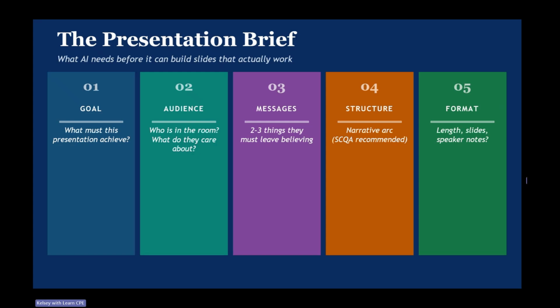So here's the framework for presentation prompts. It's a little different from the others, but still generally the same. Instead of a prompt framework, we're going to start with a presentation brief: 5 pieces of information that set up every prompt that follows. First, our goal: what is the presentation trying to achieve? This is not "update the board," but specifically something like "get approval for a 200K budget increase."